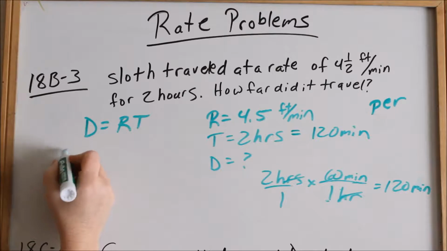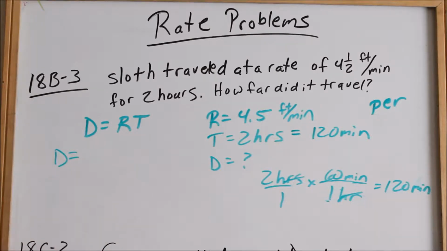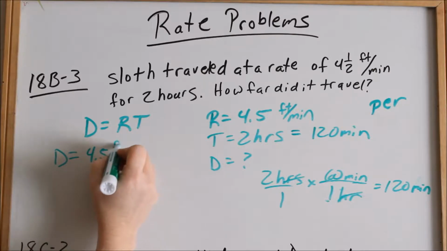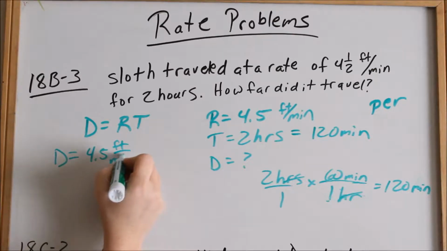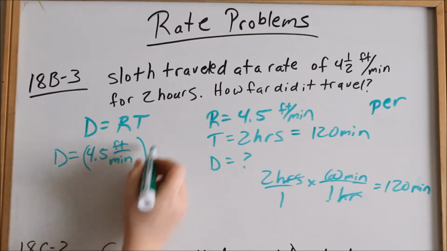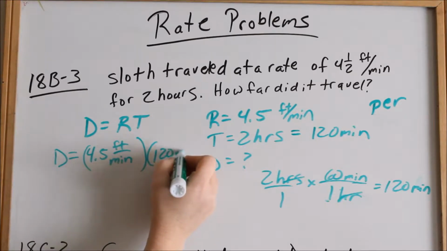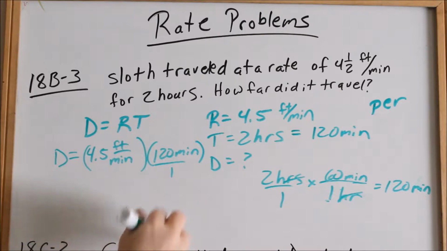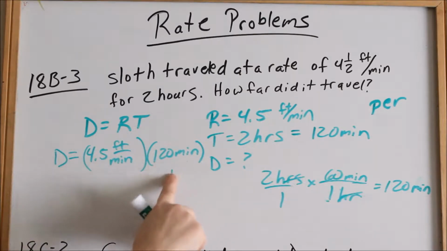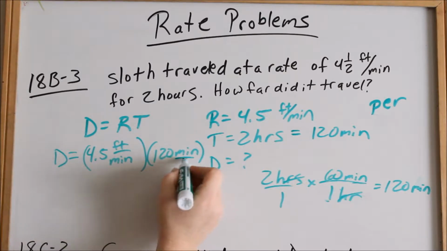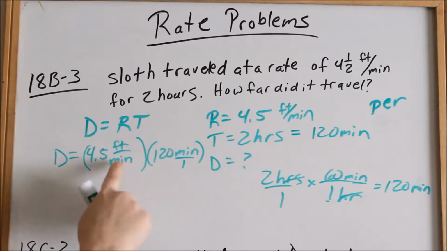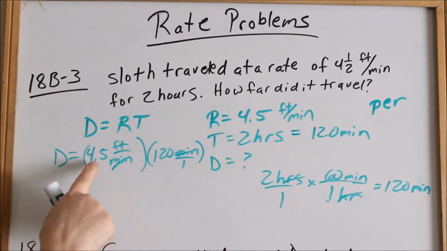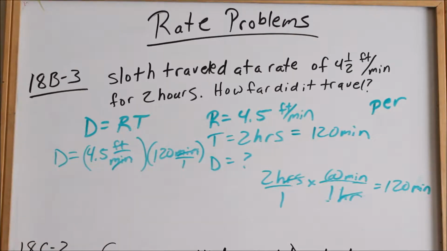D is what we don't know, so we can leave it as distance. And then we can put in 4.5 feet per minute for our rate times our time, which is 120 minutes. This is like over 1. So, actually, I should just look at the units. The minutes is like over 1. So you can see our minutes is going to cancel. The minutes will cancel. So we're multiplying 4.5 times 120.